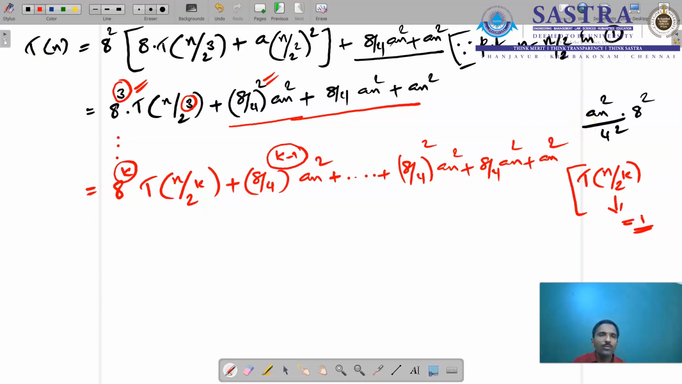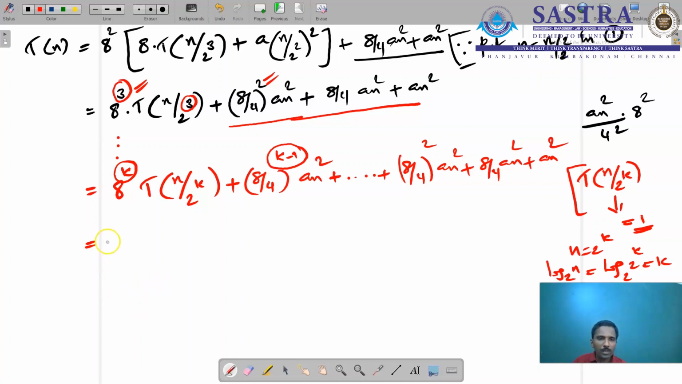Now we have the generalization. This can be simplified further. Now let's substitute k is equal to log n base 2. Since n is equal to 2 power k, taking log base 2 on both sides, log n base 2 is equal to log base 2 of 2 power k, that is k into log 2 base 2, which becomes k. So wherever there is k, that k should be replaced using log n base 2.